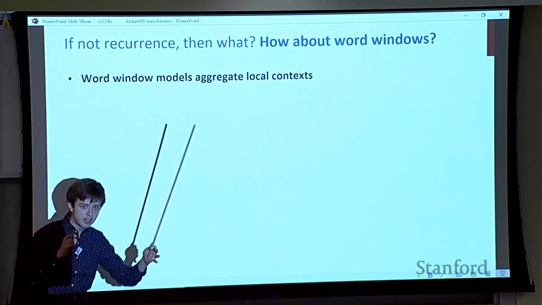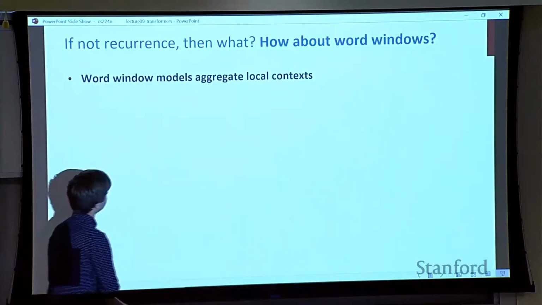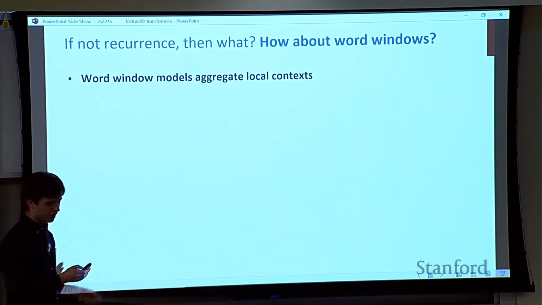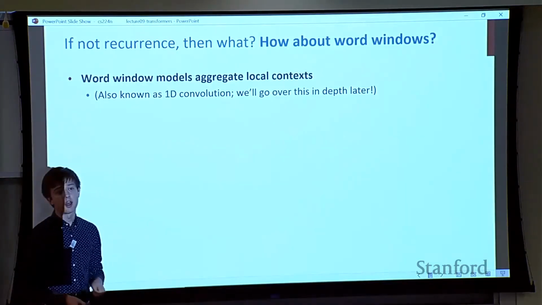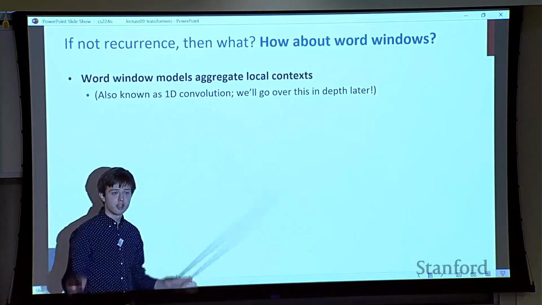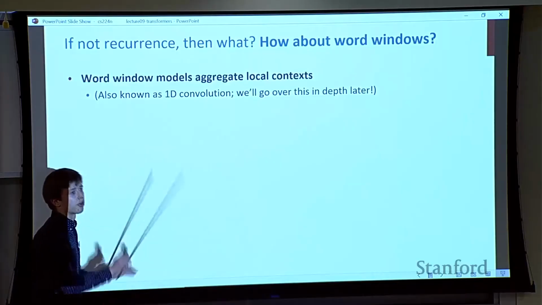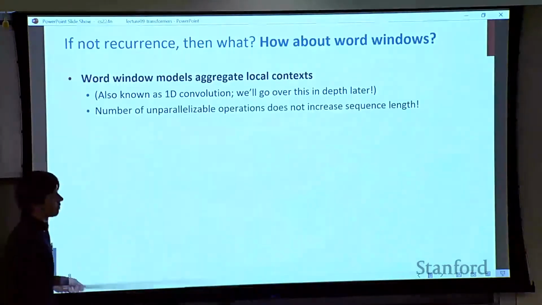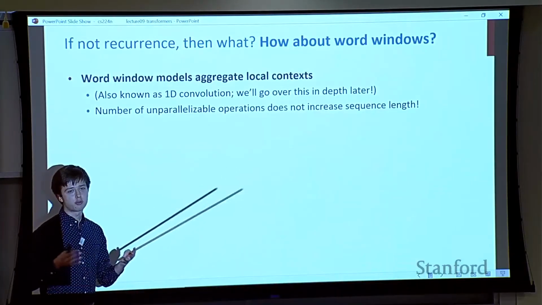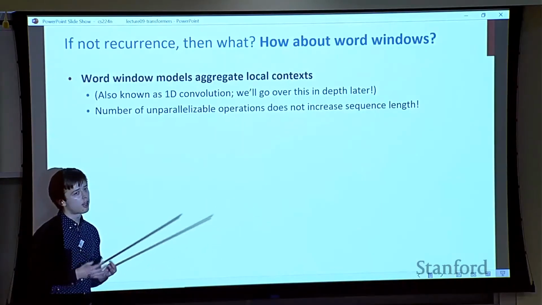You take a local context of words, and you use it to represent information about the center word. This is also known as one-dimensional convolution. We'll go over this in depth later in the course. Right now, we'll consider it as word window contexts. So the number of unparallelizable operations with these word window building blocks does not grow with the sequence length.